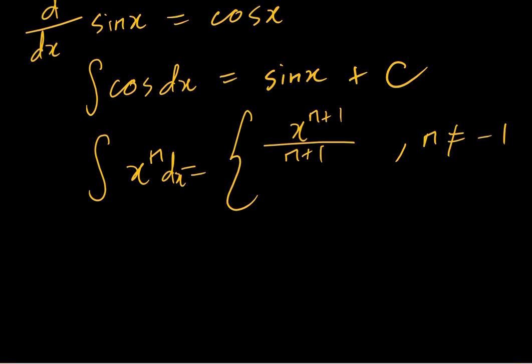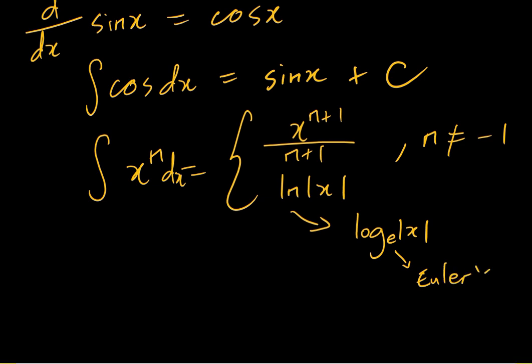When n is negative 1, the integral is the natural logarithm, which is ln x. This can also be written as log in some textbooks. Sometimes it will be log to the base e, just to specify that e is Euler's number, pronounced Euler. And this is for when n is equal to negative 1, because obviously, if n is negative 1, you can't divide by negative 1 plus 1.